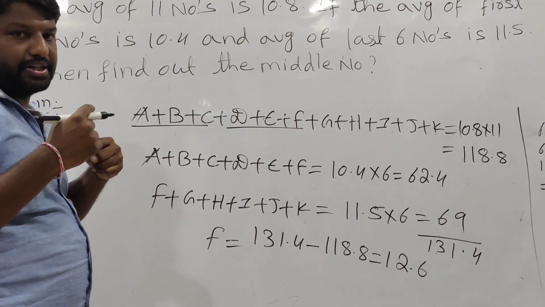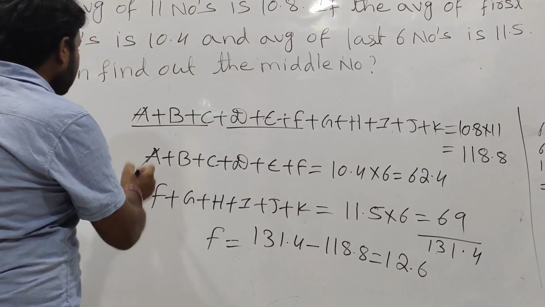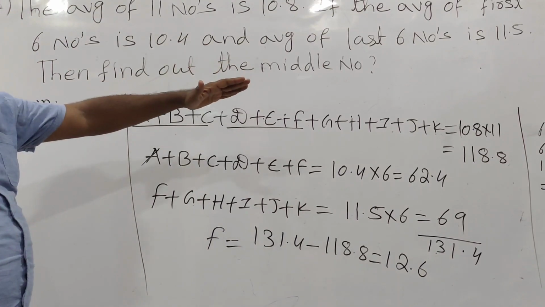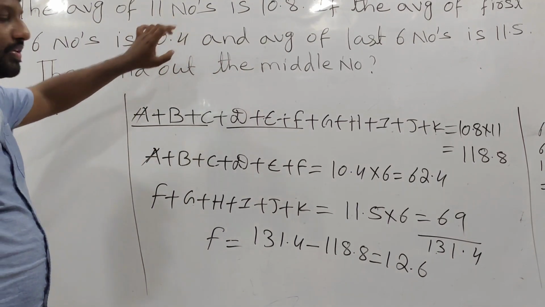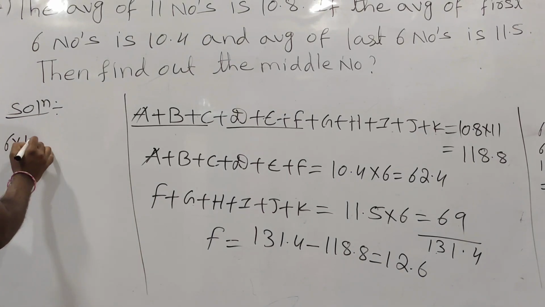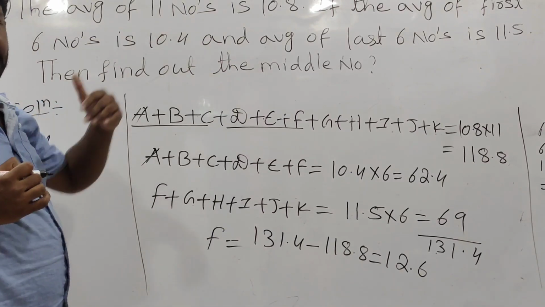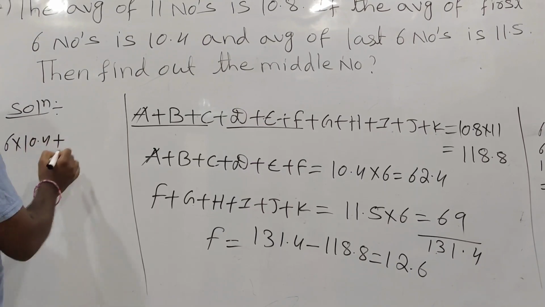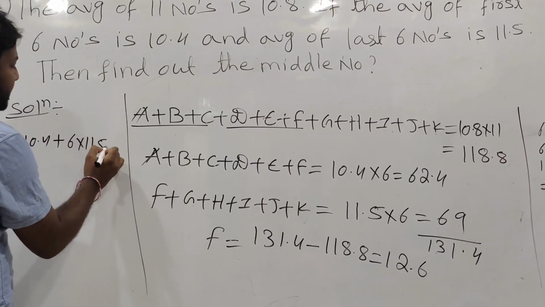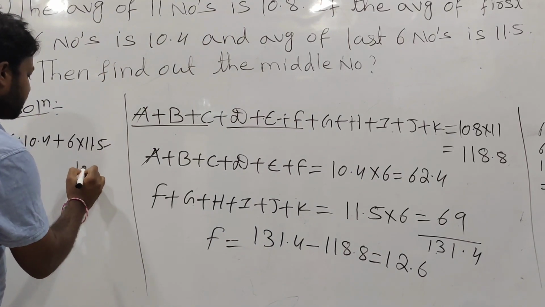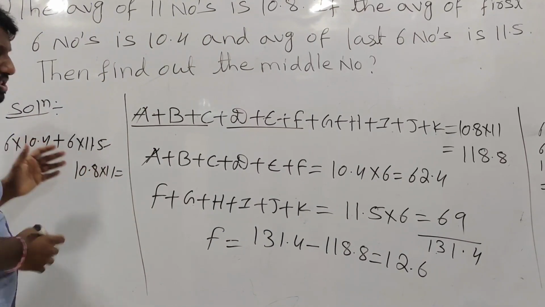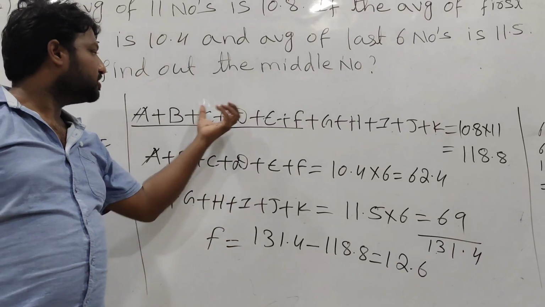Whenever one number is repeated, directly you write like this. The average of the first 6 numbers is given, so directly you write 6 into 10.4 for the first 6 numbers, and for the last 6 numbers you add 6 into 11.5, minus the total sum. The total sum is 10.8 into 11. If you solve this, you can directly get the answer. Instead of doing all this, this was to understand.